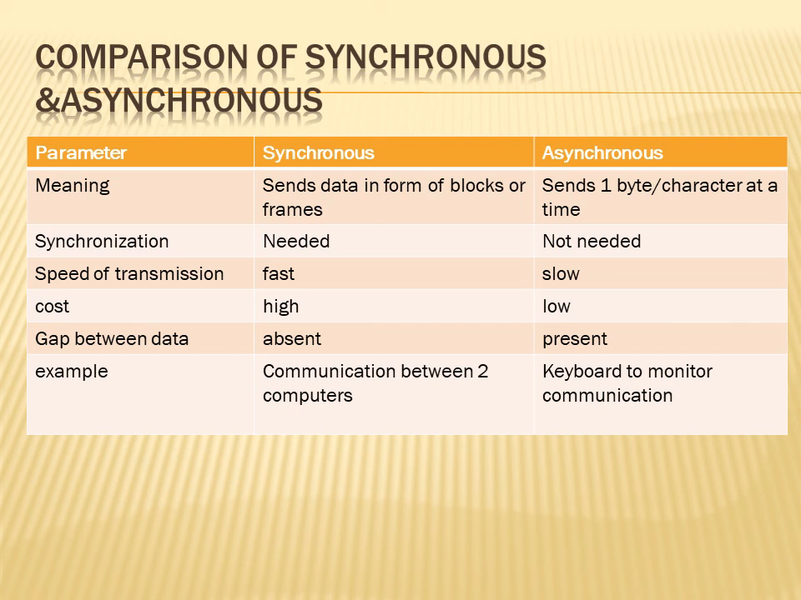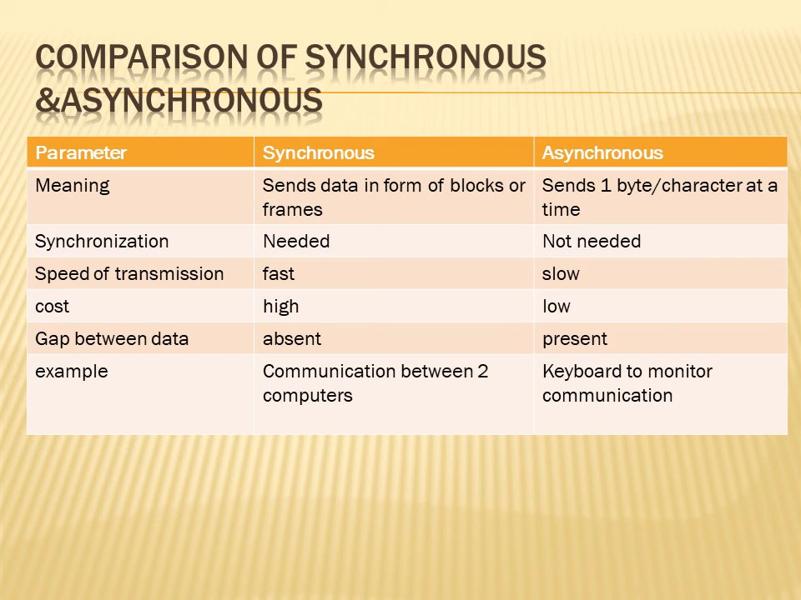The types of serial communication are synchronous and asynchronous. In synchronous, we are transmitting blocks or frames, and in asynchronous, we are transmitting one byte or character at a time. Synchronization is needed for synchronous, not needed for asynchronous. Transmission speed is fast for synchronous, slow for asynchronous. Cost is high for synchronous, low for asynchronous. An example of synchronous is communication between two computers. An example of asynchronous is keyboard to monitor communication.